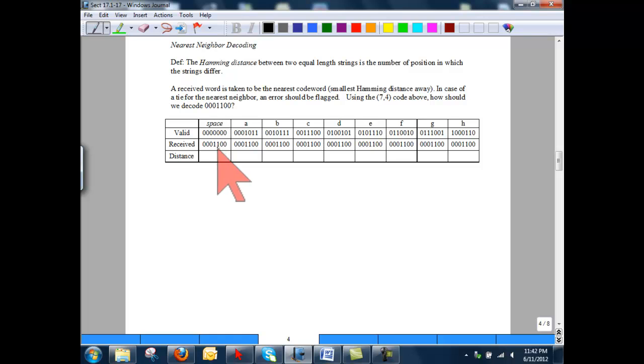Well, it's this 1 and this 1 versus this 0 and this 0. So 2 bits different. The distance is 2. How about here? There's a 0 versus 1, a 1 versus 0, a 1 versus 1, 3. And if I do the rest of them, 4, 1, 3, 2, 5, 4, and 3 bits different.